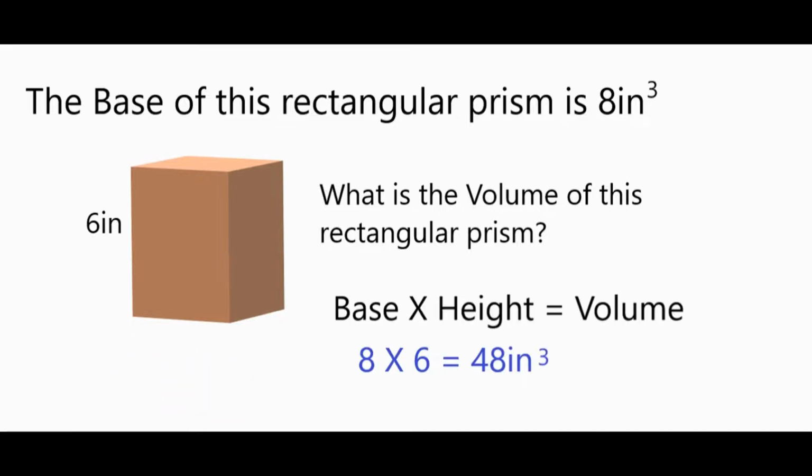We know that the base of the rectangular prism is 8 inches cubed, and we know that the height is 6 inches. We can multiply the base layer times the height to get our volume. That means 8 times 6 is equal to 48 inches cubed.